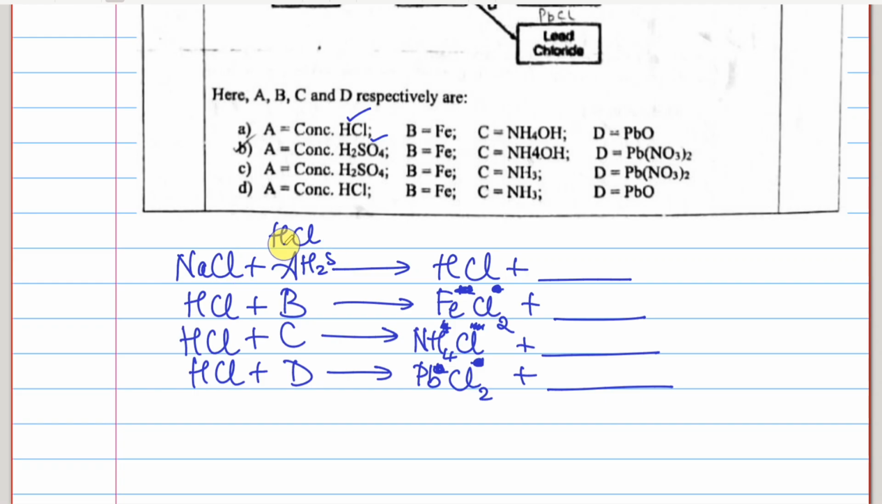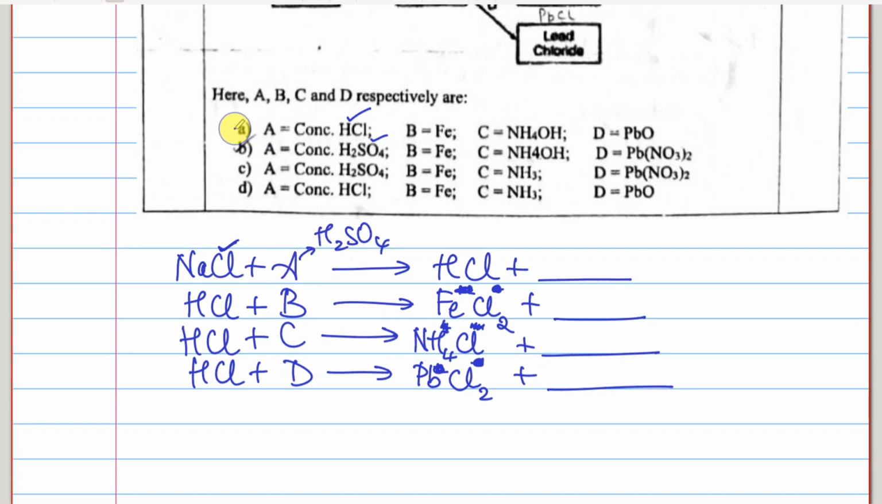So we will have to choose the acid which doesn't contain chloride, because the salt already contains chloride. We'll have to choose the other choice. So A must be H2SO4. We have chosen H2SO4 because sodium chloride already has chloride. So if we use an acid which also contains chloride, no reaction will take place basically. So we have identified A to be H2SO4.